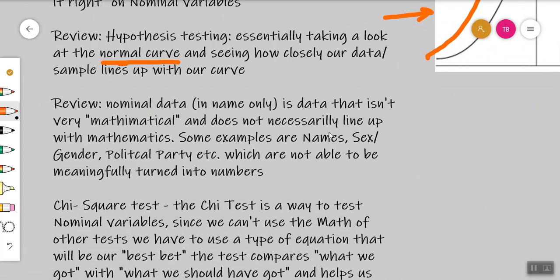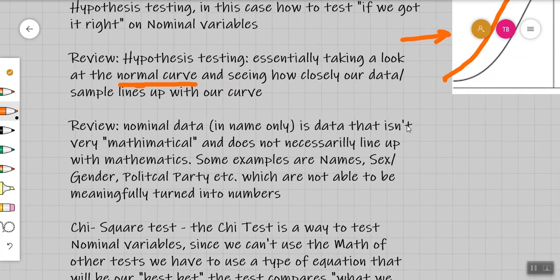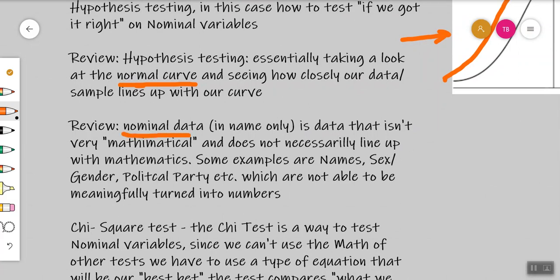But we're at sort of a unique problem with nominal data. Because if you recall, nominal data is data that isn't very mathematical, for lack of a better term, because it doesn't necessarily line up with strict numbers. And so basically these are the ones that are in name only. So things like people's names, sex or gender, political party, etc. So we're not able to meaningfully turn it into a number. So for instance, male, female, these aren't necessarily numbers. We just sometimes might put a 0 and a 1. It's just random numbers. It could be anything.